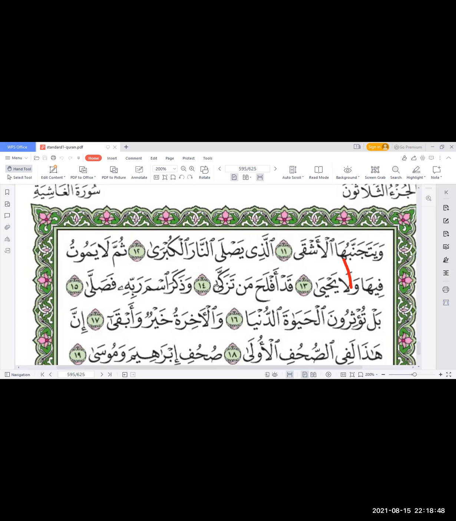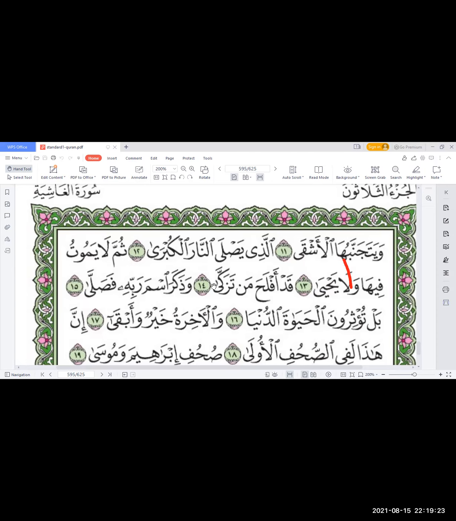Yes. Tazakka. This one is fi'l madi also, tazakka. It's not fi'l mudari. It is fi'l madi. Aflaha is fi'l madi also. It's a ruba'i. It has four letters. Meaning, verily he has succeeded who purified himself. So tazakka.